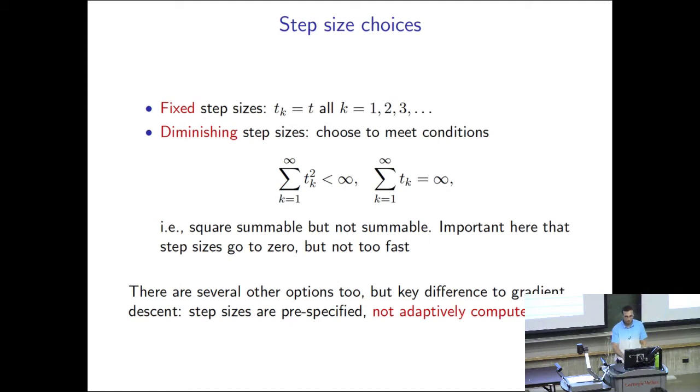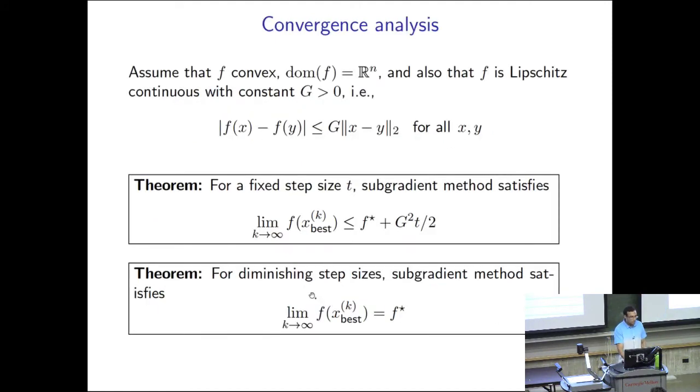For diminishing step sizes, so that satisfy this condition, square summable but not summable, we actually know that if I run the method for arbitrarily long, then I approach the best criterion value. Okay, so both of these results are actually weaker than what we proved for gradient descent because these are not finite iteration bounds that at step k I'm this far from the optimum. And the proof is actually fairly different, so I thought we would go through it. But these are kind of the standard results for the subgradient method.